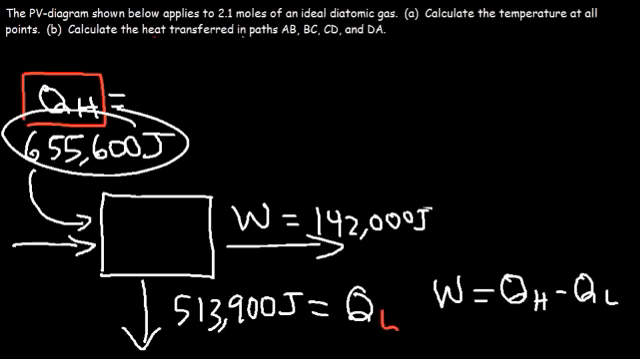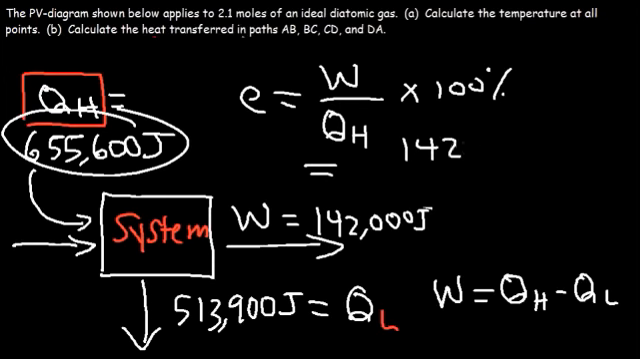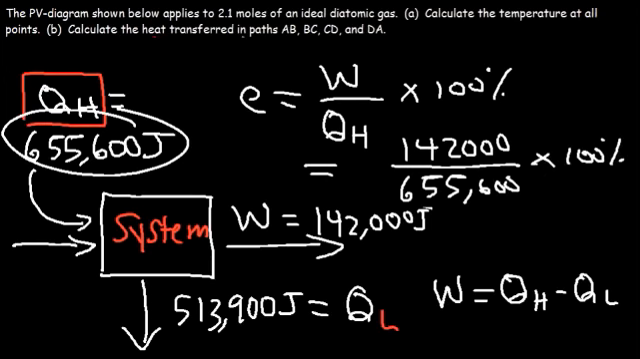Now let's calculate the efficiency of the system. The efficiency is basically the output work divided by the total heat energy that went into the system, that is QH, times 100%. So that's going to be 142,000 divided by 655,600 times 100%. So the efficiency is 21.7%.